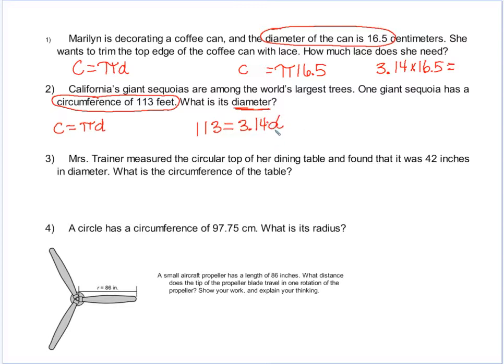Now this is a simple equation. I can't go forward, so I must do the inverse and divide. So you're going to do 113 divided by 3.14. So you've got to do the inverse.